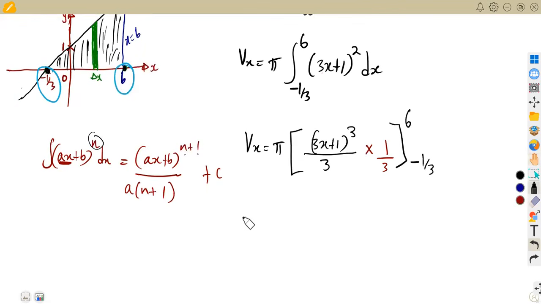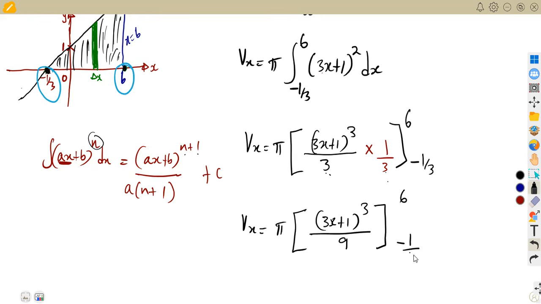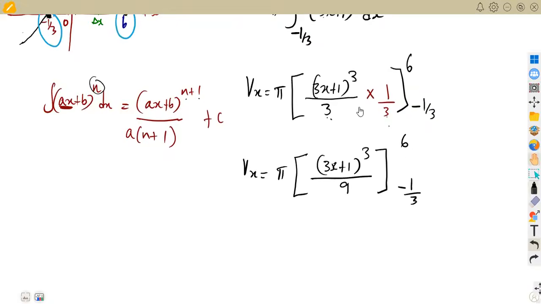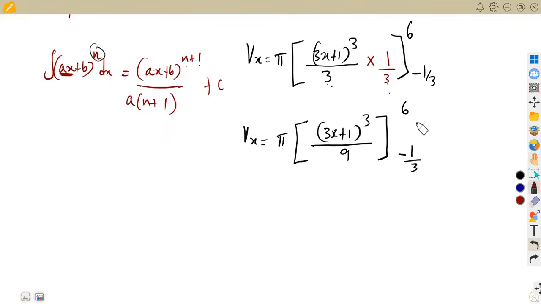All right, so that means we are going to have our Vx as, if you multiply 3 by 3, that's going to be 9. 1 times this bracket is not going to affect, so it's just going to remain as (3x plus 1) to the exponent of 3 over 3 times 3, which is a 9 in this case. All right, everything to the exponent of 6 minus a third like that. All right, so there we can just substitute our limits. As we can see, we've got the upper limit in this case, and this is our lower limit. So we're just going to substitute in this case.